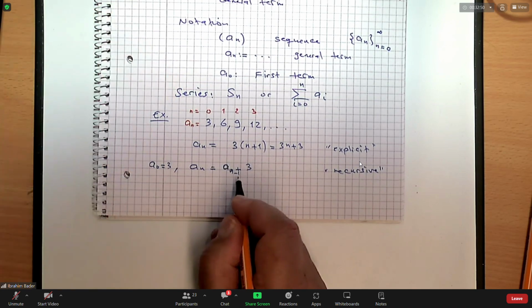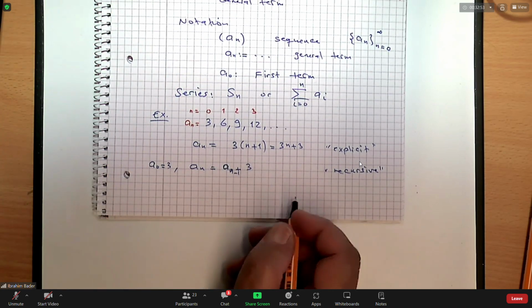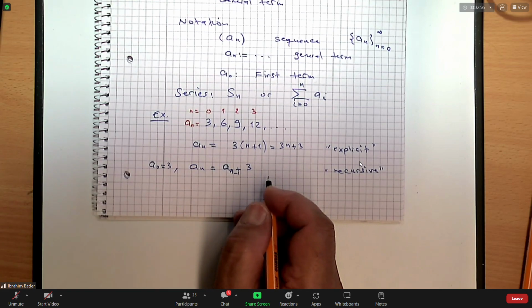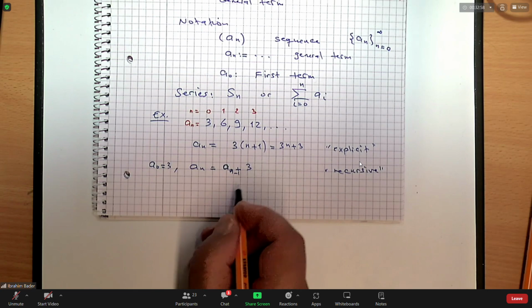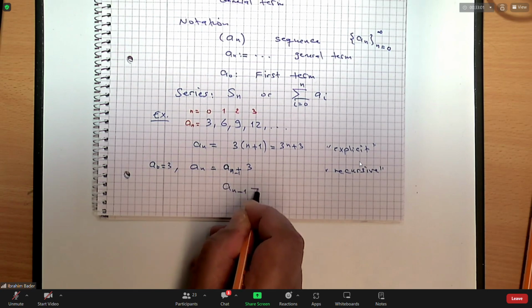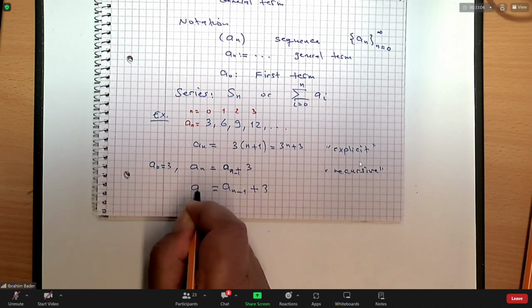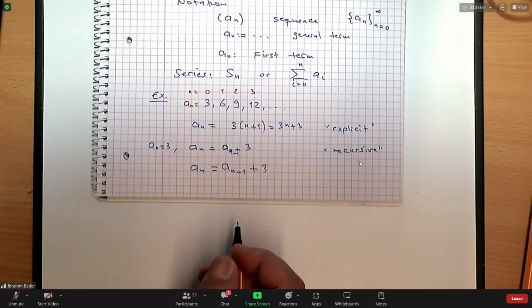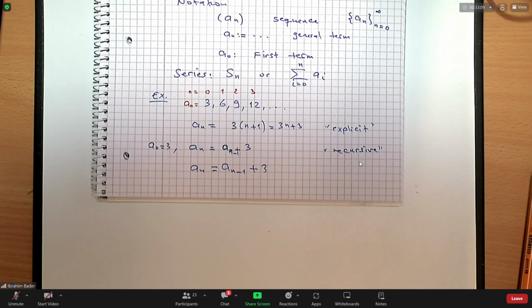So a sub n minus 1 plus 3. This means the previous element. So a sub n equals a sub n minus 1 plus 3. So this is the formula. Okay, you see the recursive difference. Here, to the right, we use an index of some element. That's why it's recursive. Like Fibonacci, you use 2 terms or 3 terms, but you use previous terms to define the current term. I hope it is clear.